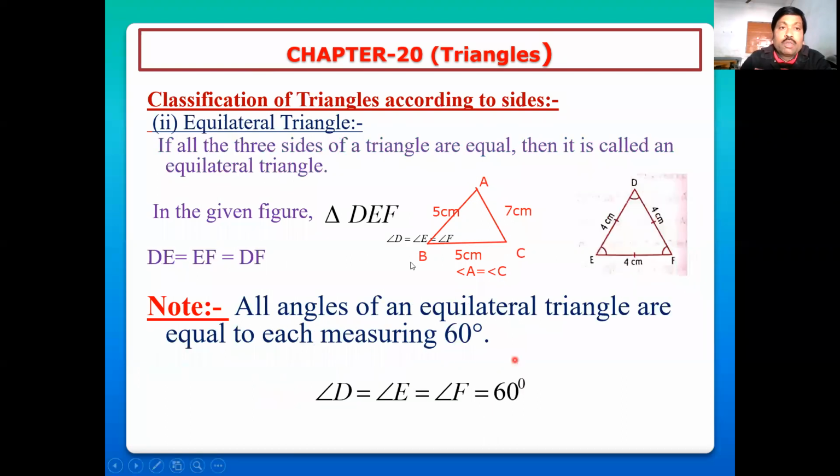Now let us see equilateral triangles. If all three sides of a triangle are equal, then it is called an equilateral triangle. Here in this figure, we see that DE, EF and DF are equal to each other, so this is called an equilateral triangle. An important fact: all angles of an equilateral triangle are equal, each measuring 60 degrees. Angle D, angle E, angle F is equal to 60 degrees.